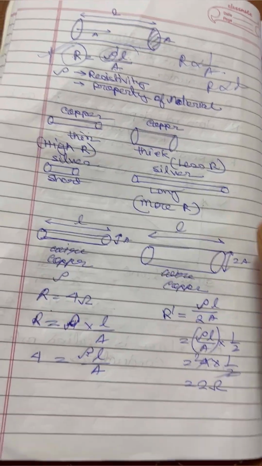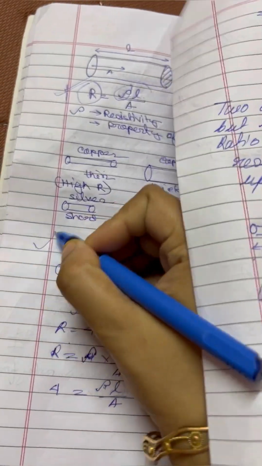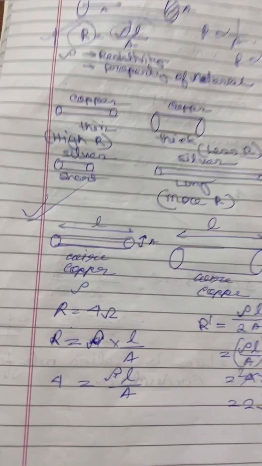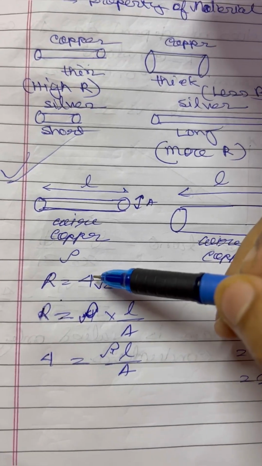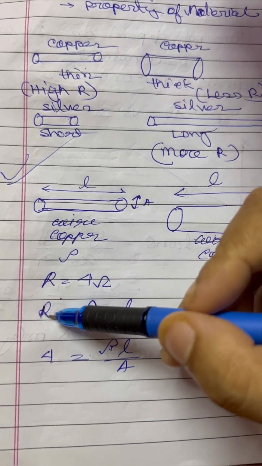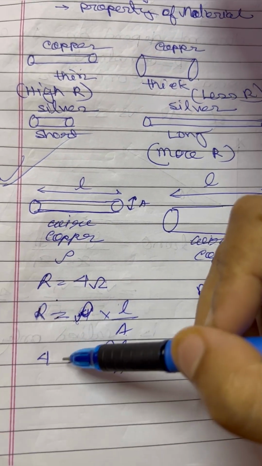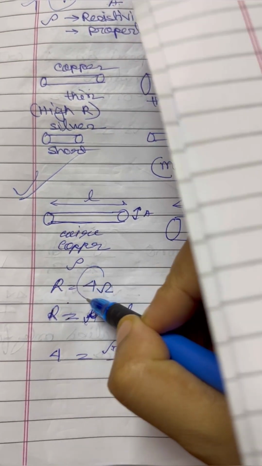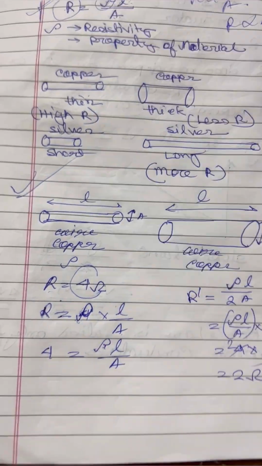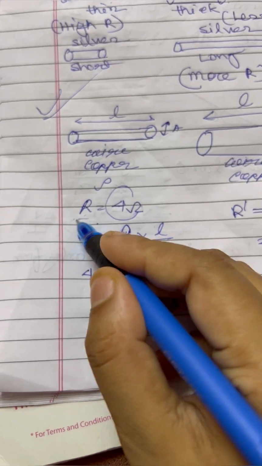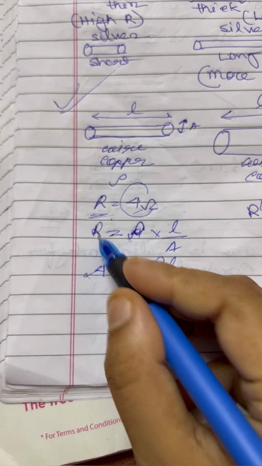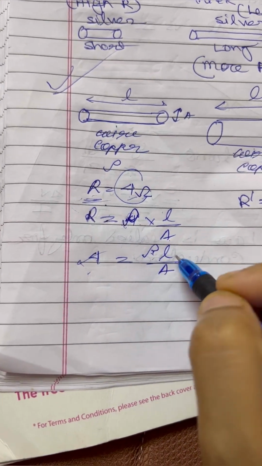Okay, so now there will be some sums we will do. Two wires are given. Suppose this is a copper wire, and the resistance is given as 4 ohm. We know the formula of resistance is R = rho L by A. We know the value of R, so we put it in this formula: R is equal to 4 and rho L by A.